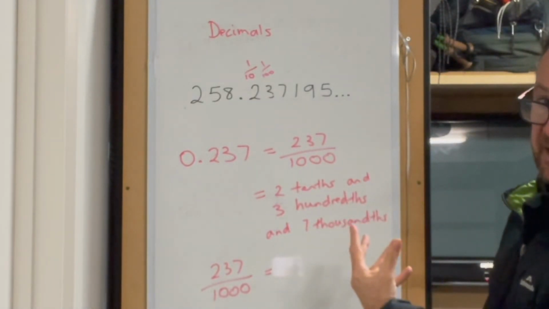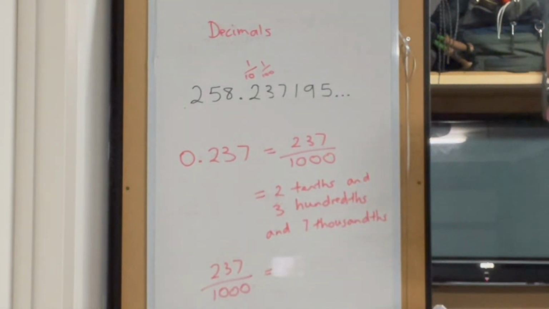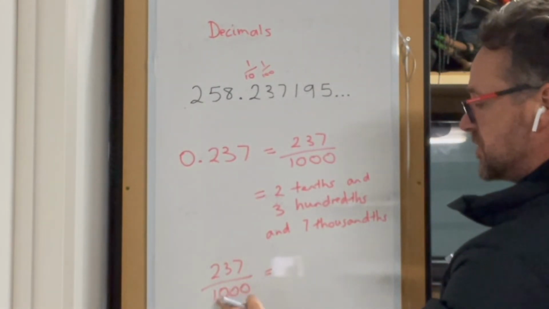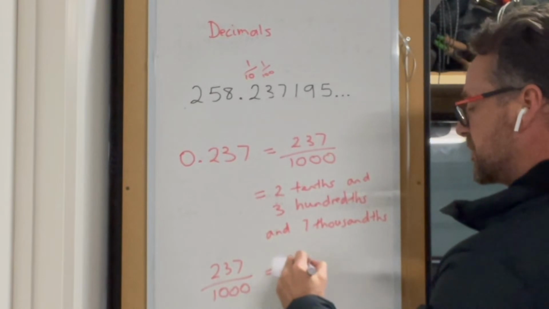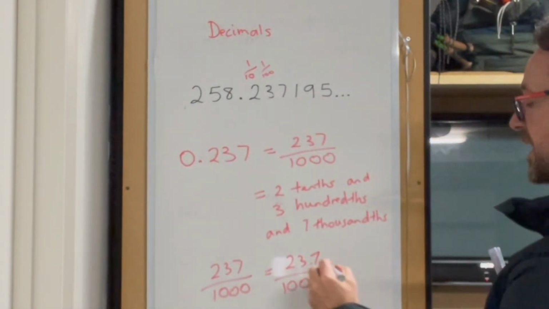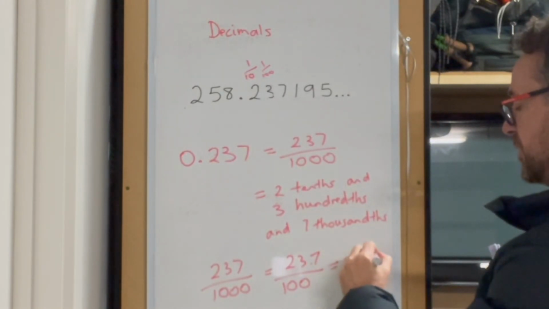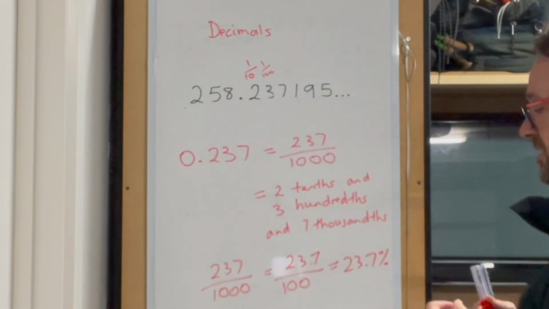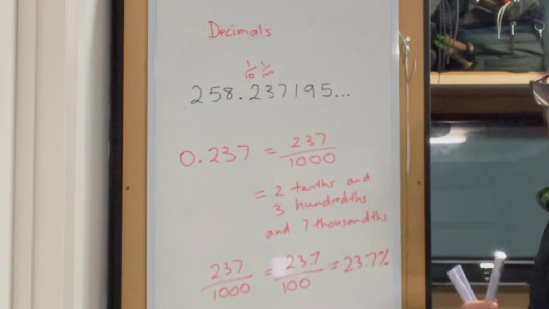And then thinking about it as a percentage, 237 over 1,000, well, we've got to get this back to 100. So this has become 23.7 over 100. So you're dividing both by 10, and that would give us 23.7%.